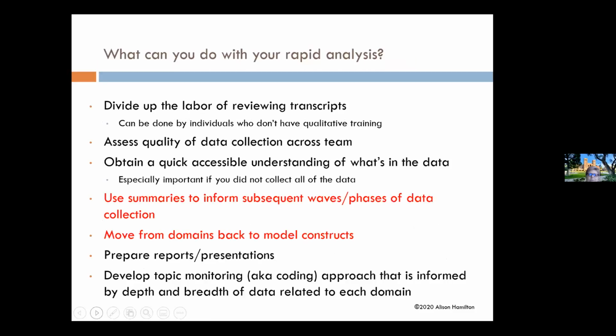I think we covered that. Thank you so much for that feedback. So what you can do with your rapid analysis, a lot. You can divide up the labor. You can assess the quality of data collection. The real heart of this is to obtain this quick, accessible understanding of what's in the data. You can use summaries to inform subsequent ways of data collection. These two items are in red because that refers to how we use this approach in the context of implementation research, where we need to turn those results around quickly for the next phase of data collection.